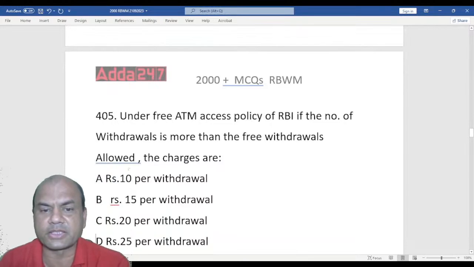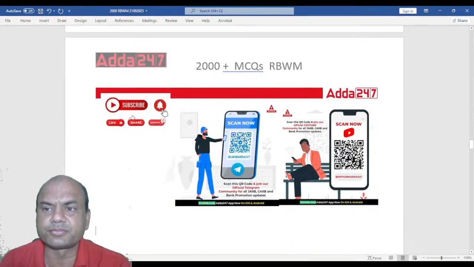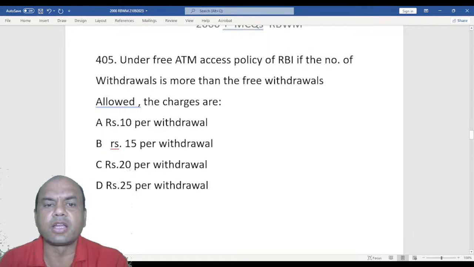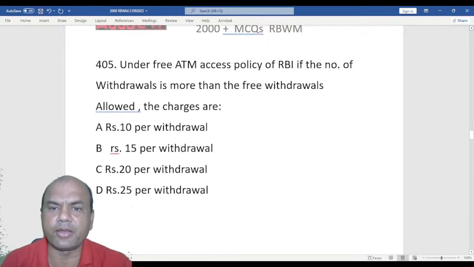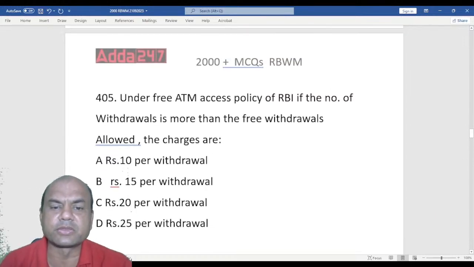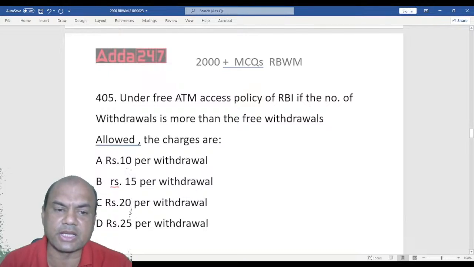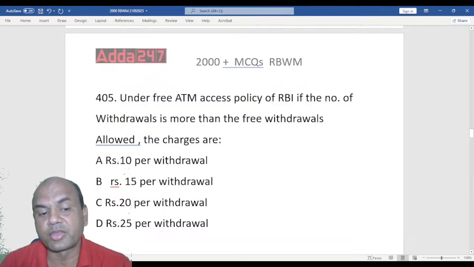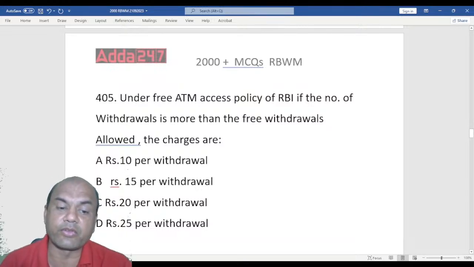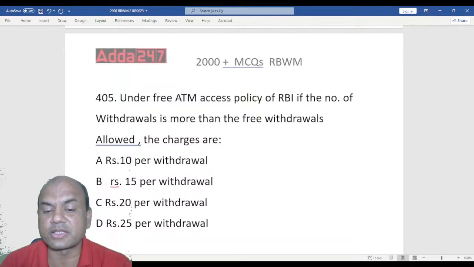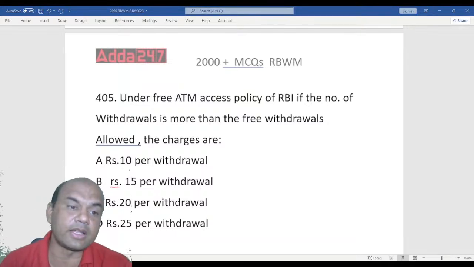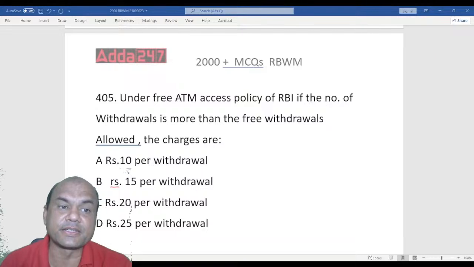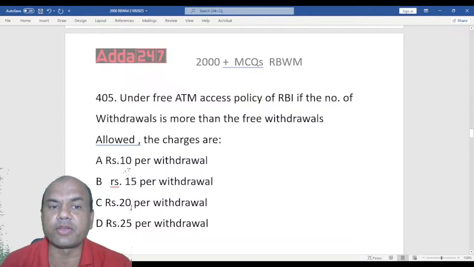Under the free ATM access policy of RBI, if the number of withdrawals is more than the free withdrawals, the charges are 10 per withdrawal, 15 per withdrawal, 20 per withdrawal, or 25 per withdrawal. So what are the charges? If you have more than these free withdrawals, meaning more than 5, if you do more than 5 withdrawals, then what are the charges?